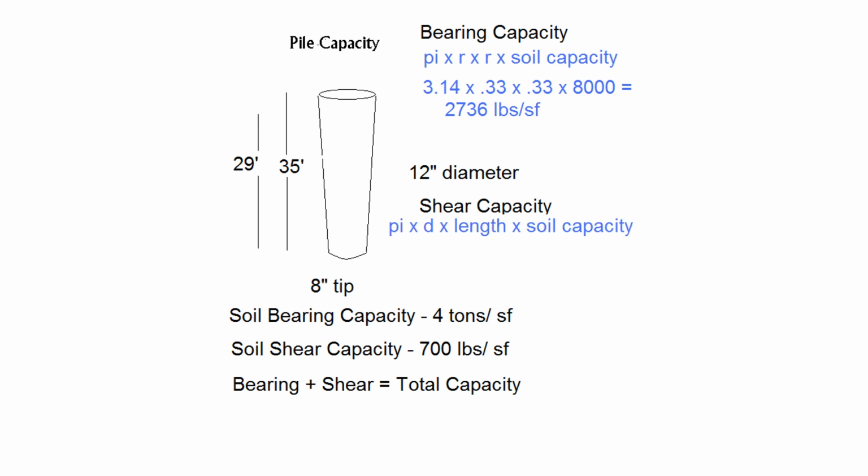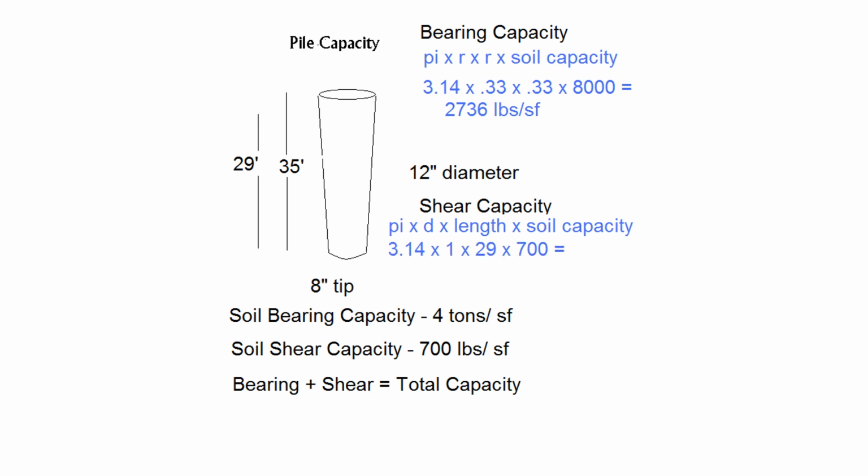All right, so we need to get the circumference of that pile, which is pi times our diameter. Okay, we know it's 12 inches. Remember, we have to be dealing in feet, so that's 1 foot, times our length. Remember, that's 29 feet of length of pile that's doing us any good. And then it's times our soil capacity of 700 pounds per square foot.